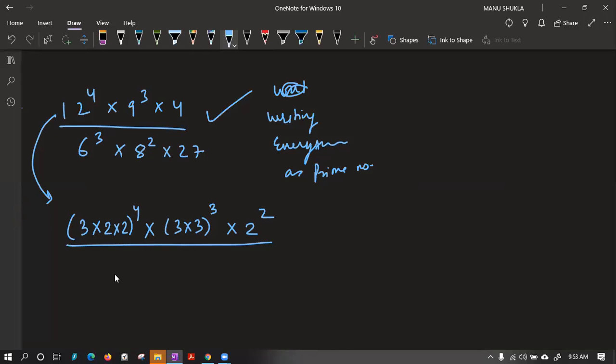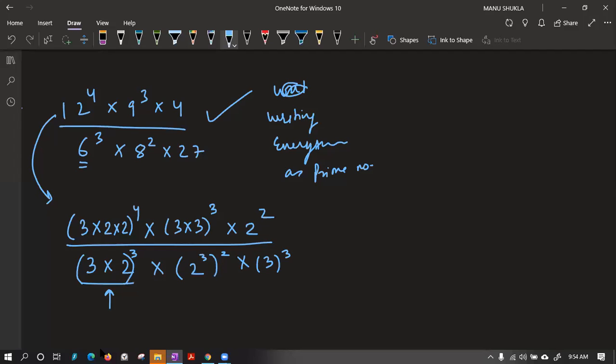I am just writing every number as prime numbers. So 6 can be written as, let's see, 3 into 2 power 3. Is it correct to write 6 as this? Please tell. No, it is not correct because the power 3 was of 6, but I have not put the bracket, so now it is correct. Then we have 8 power 2. 8 can be written as 2 power 3 whole power 2. And finally we have 3 power 3.